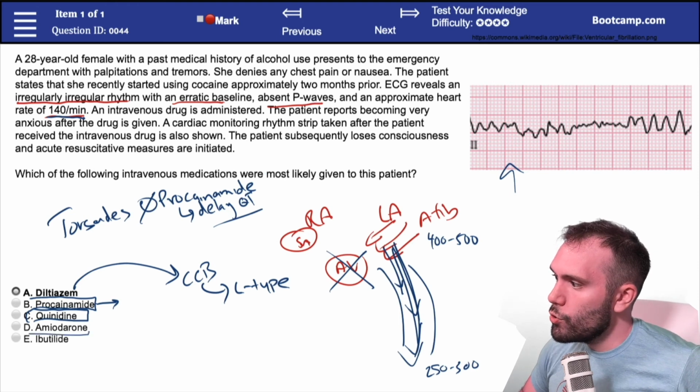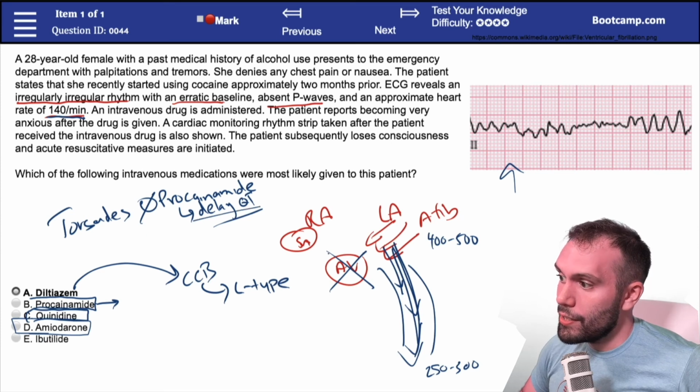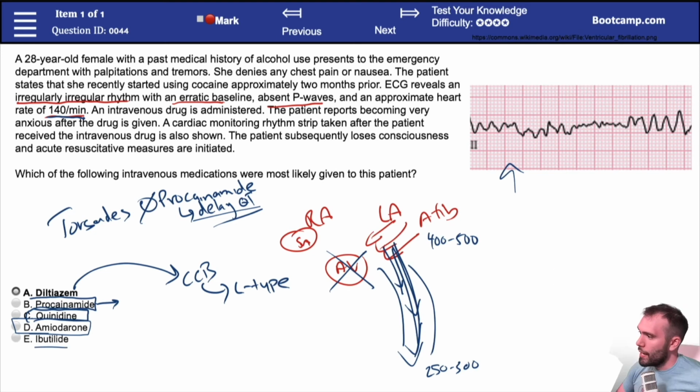Amiodarone is usually a safe play because it's kind of like a little bit of everything. Again, it doesn't classically delay the QT. It does have some effects at the AV node, so it would definitely probably be a second choice to procainamide in this patient. And then ibutilide, you can also make a case, but it probably wouldn't be in the top choices here.